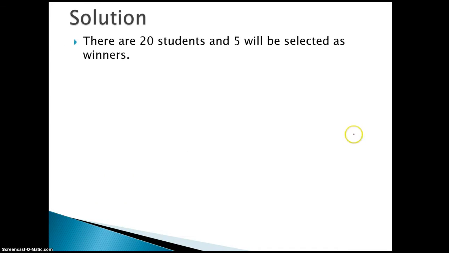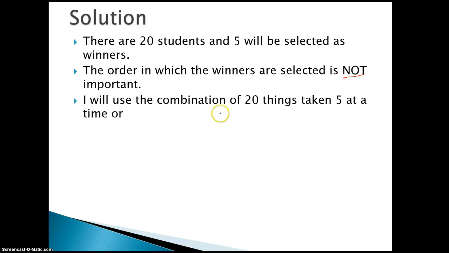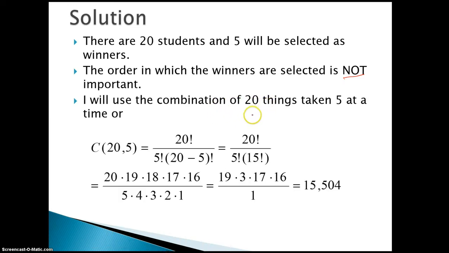Okay, so solution. We've got 20 students total. We're going to select 5. Order here does not matter because they all get the same value prize. We will use a combination of 20 things taken 5 at a time. So here's the notation, combination of 20 things 5 at a time. Notice the 20 factorial on the top, 20 minus 5 factorial on the bottom with the additional 5 factorial. You do a little simplifying and you end up with a total of 15,504 ways to make those selections.